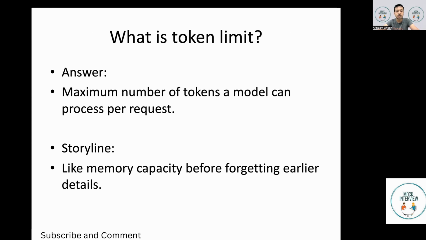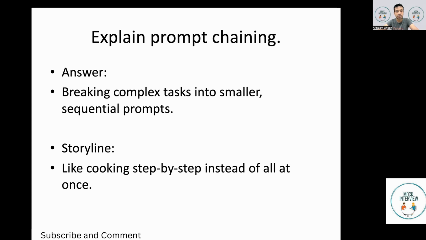Next question, what is token limit? Answer, maximum number of tokens a model can process per request. As I was telling, there is a maximum number of tokens allowed per each request. Storyline, like memory capacity before forgetting earlier details. Next question, explain prompt chaining. Answer, breaking complex tasks into smaller sequential prompts. Storyline, like cooking step by step instead of all at once.